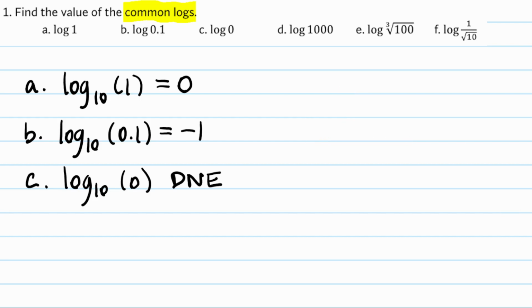Right, for D, the log with base 10 of 1,000. That's going to be the exponent I put on 10 to get 1,000. That'll be 3. I'm going to go a little faster through the last couple of these.